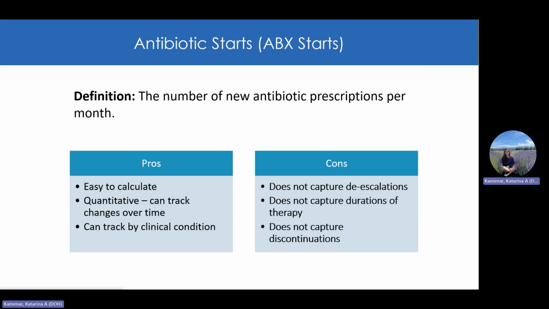So if you've started Loeb criteria for urinary tract infections, you would likely see a decrease in your antibiotic starts if the implementation was successful. The downside of antibiotic starts as an AU measure is that it won't capture efforts to shorten the duration of prescriptions. So it's not going to capture things like de-escalations and time-outs.